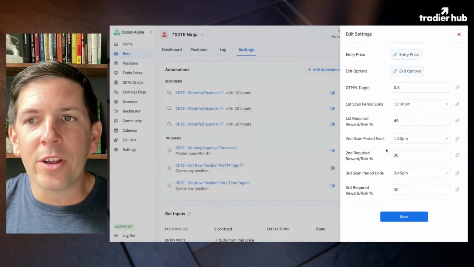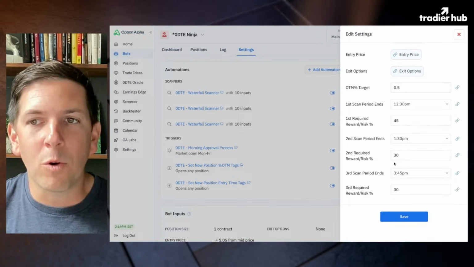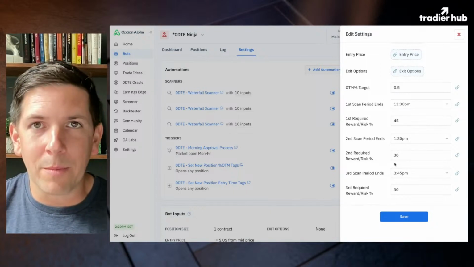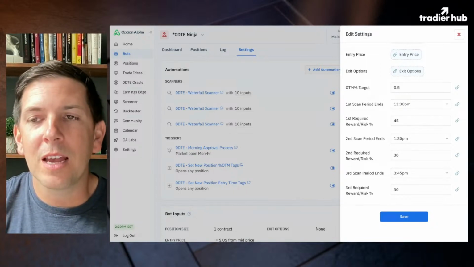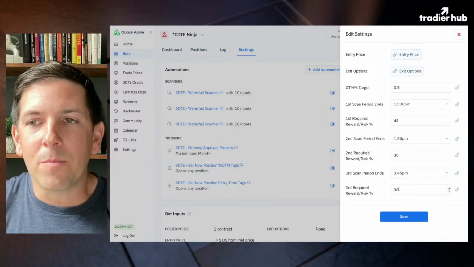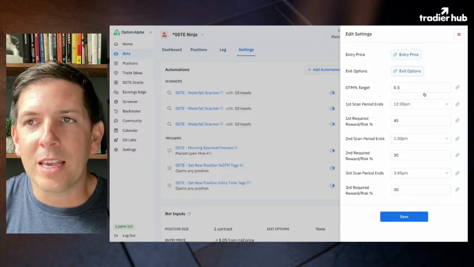And then at 1:30, I can start backing off those risk reward requirements, still making sure that I'm collecting enough premium to cover the risk, but I can back off those risk reward requirements to 30%. And then maybe at 3:45, you could back it off a little bit more if you want to. I kind of keep it the same.